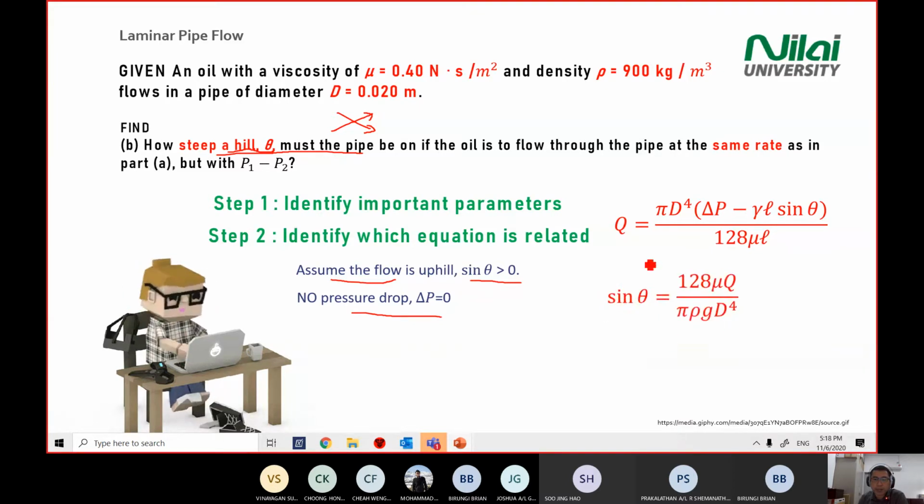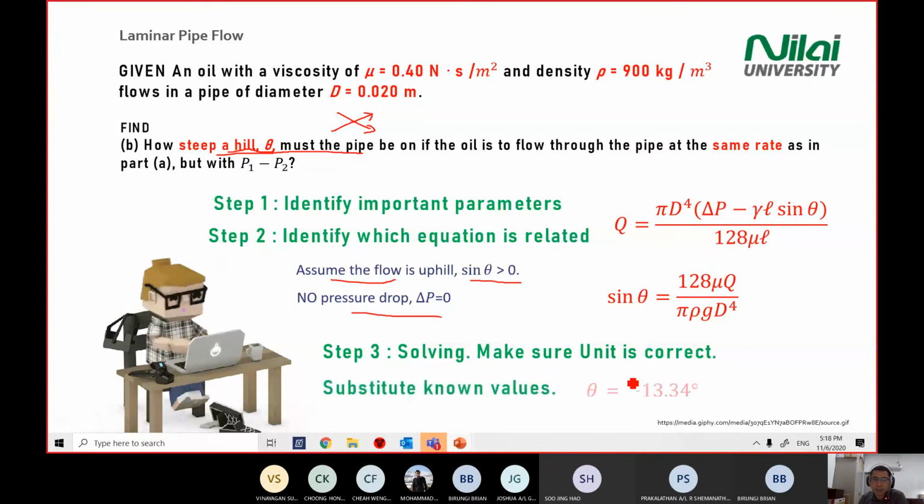So you rearrange the equation, and you'll get sine theta equal to something. You substitute all the values, and you get a constant value on the right-hand side. Use your calculator, sine inverse means you do the transpose. You get theta equal to negative 13.34.